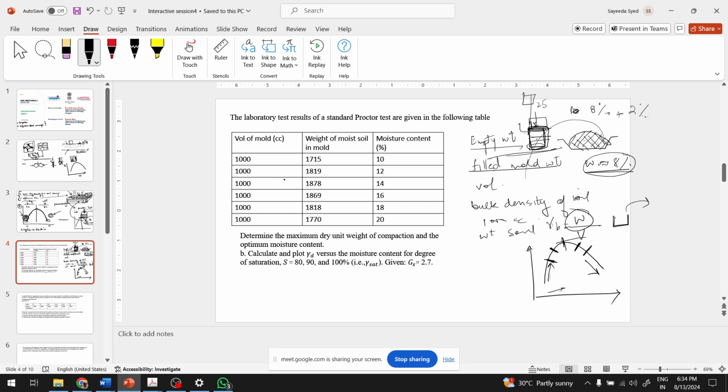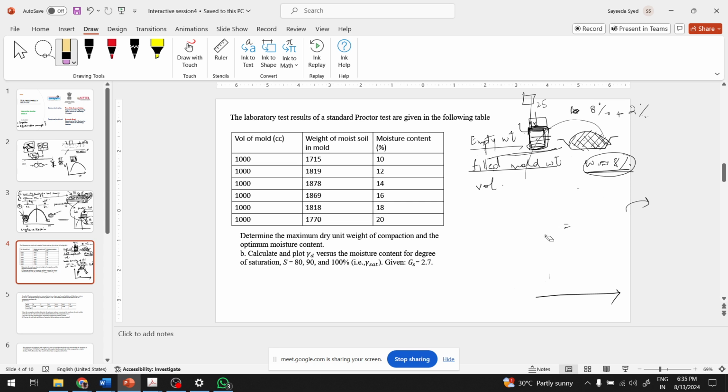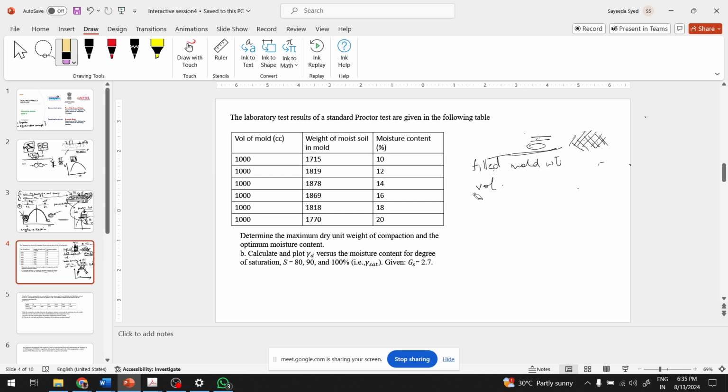So when we see that our weight is decreasing, you see here weight is increasing, increasing, now it's decreasing, then we want two readings after that. So this is what we keep in mind, that as soon as the weight starts decreasing, we take two more readings and then we conclude our test. Then from the water content and the bulk density, we calculate the dry density. And then let us do that for this question.